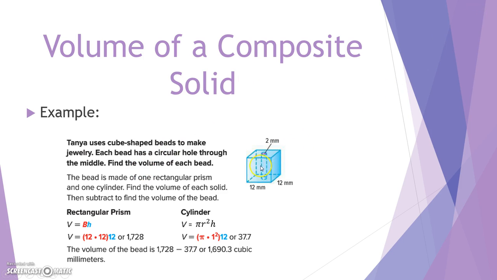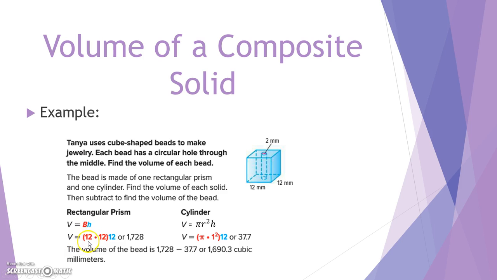Because there are two different solids in this composite solid, we'll solve one at a time. First, we'll solve the rectangular prism. The formula for the volume of a rectangular prism is volume equals area of the base times height.